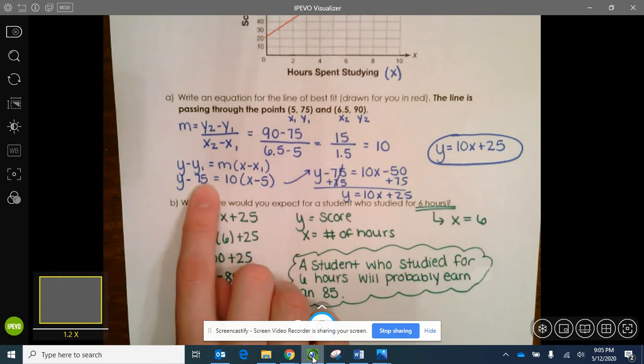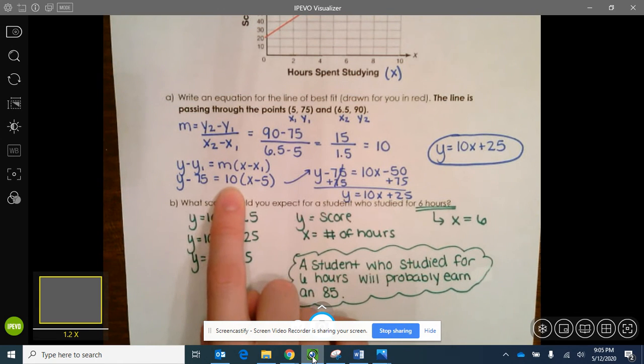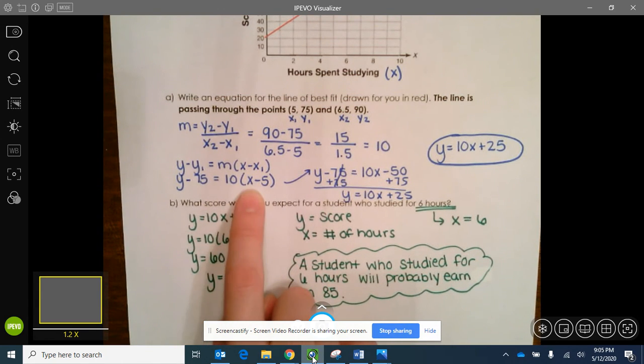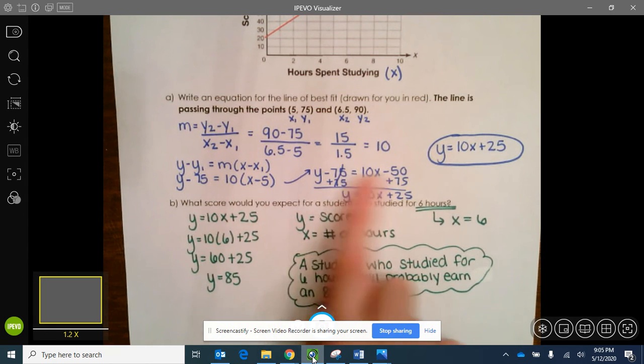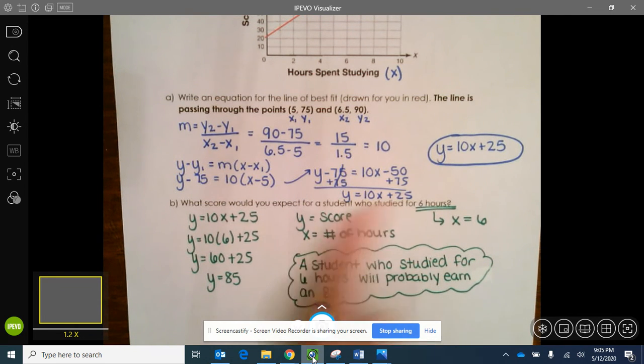So I'm going to do y minus y1, so y minus 75 equals m, which is 10, times x minus 5. Distribute to get rid of the parentheses, so you get 10x minus 50. Then solve for y, meaning you want to get y by itself. Add 75 on both sides, and you get y equals 10x plus 25.